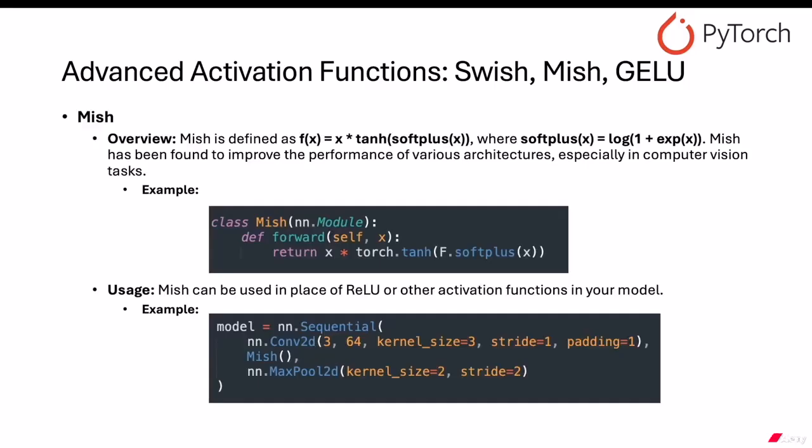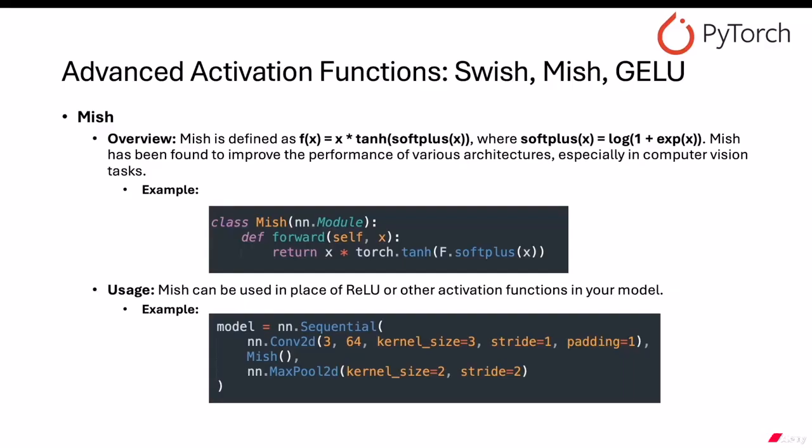Mish. Now Mish is defined as f(x) equal to x times tanh of softplus x, where softplus x equal to log of 1 plus exponential value of x. Mish has been found to improve the performance of various architectures, especially in computer vision tasks. Here is an example of a class Mish, nn.Module, and the forward function with self and x returns x times torch.tanh of F.softplus of x.